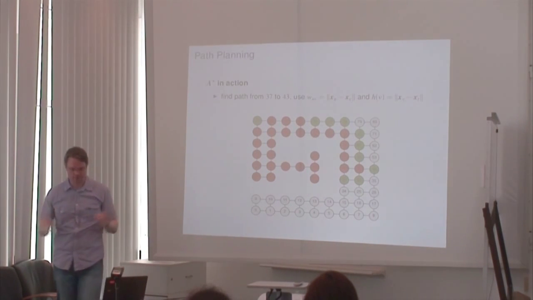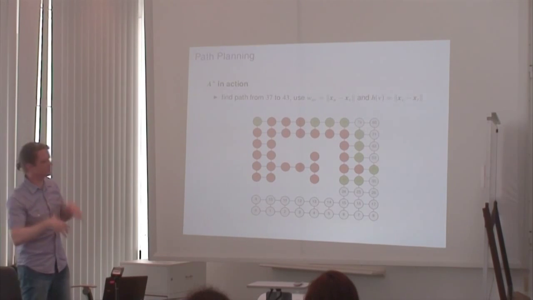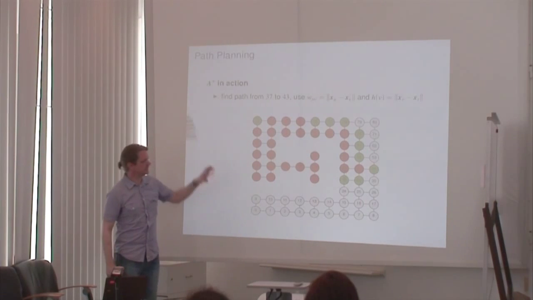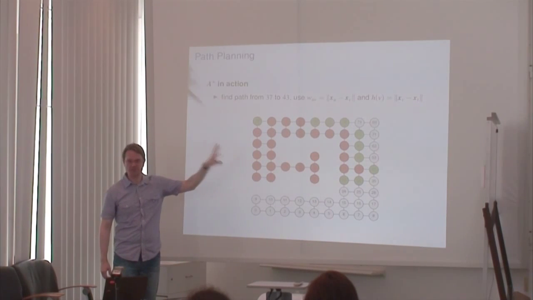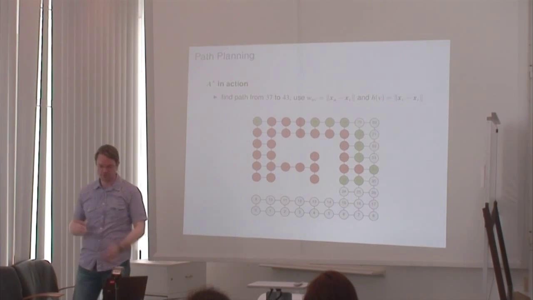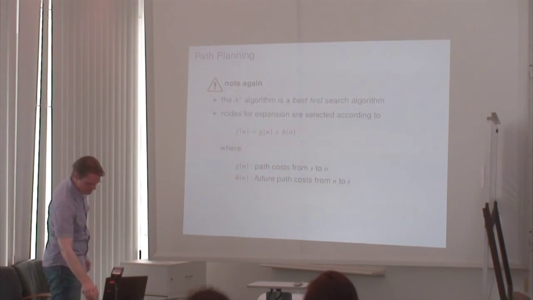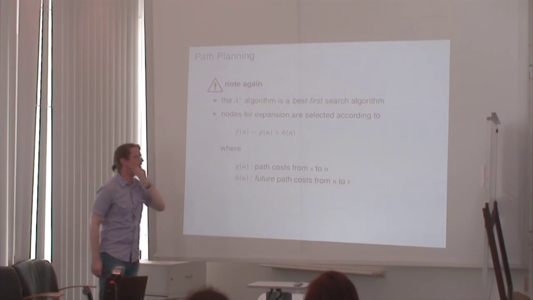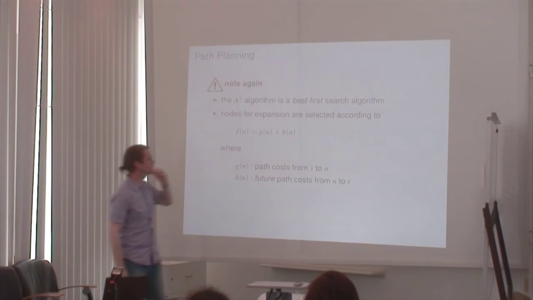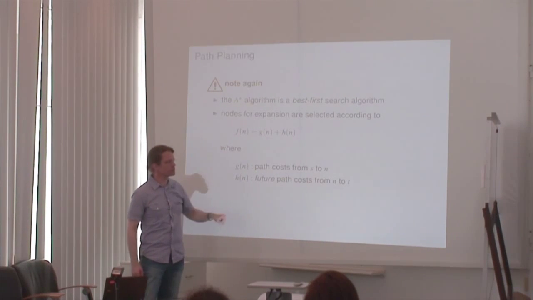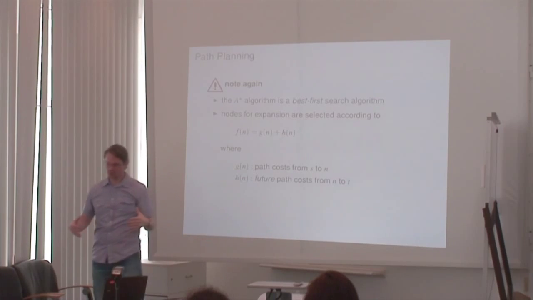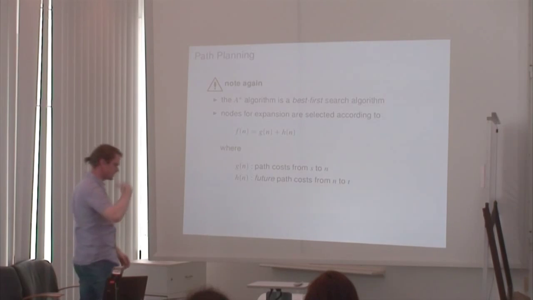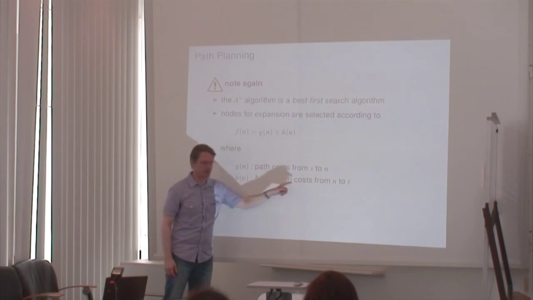However, we did not really go through the proof last time, but we saw that we can prove it, that if this heuristic H is admissible, this algorithm will find the optimal path. And again, nodes for expansion are selected according to this heuristic F, which combines information as to the length of the path traveled to reach that node, plus an estimate of the future path cost.